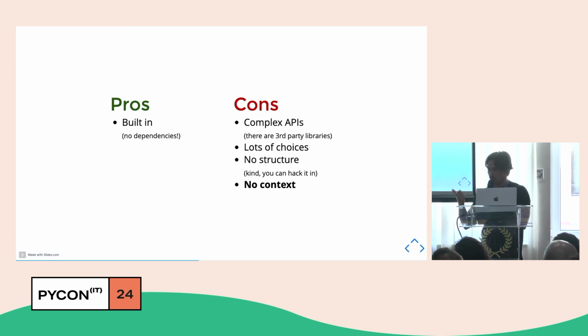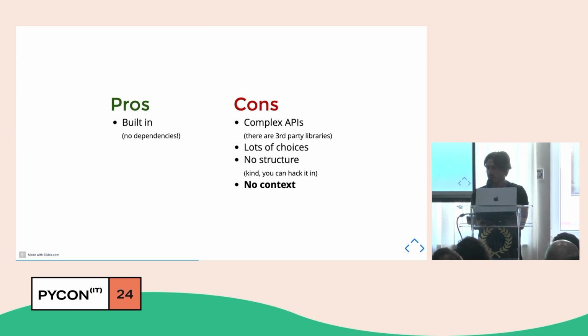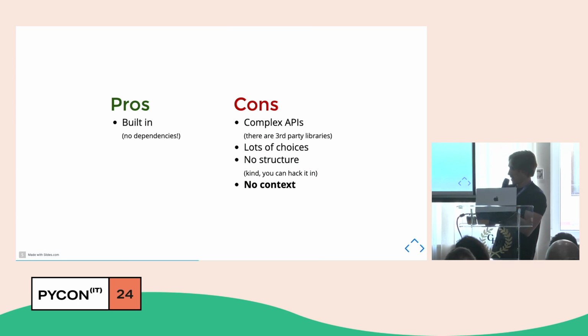The cons are that, as you saw, there are complex APIs. There are all these loggers, formatters, handlers, filters, all this kind of stuff. There's lots of choices. You saw the configuration. You have to configure everything. You have to choose what type of format string you're going to use up front. There's no structure because, like we said, it always ends up as strings. You can hack this a little bit. You can build formatters that take your data and JSON dump it, so now you're emitting a JSON string.